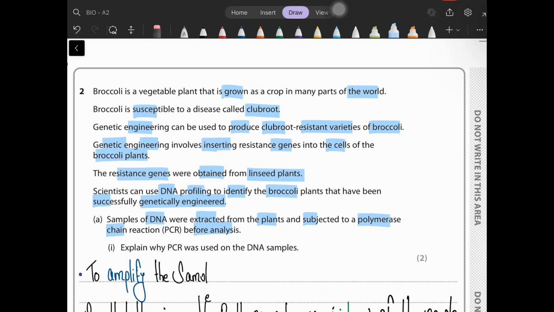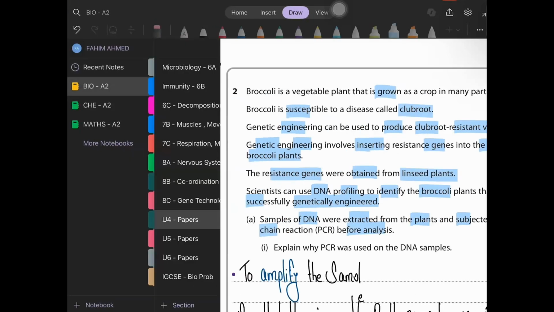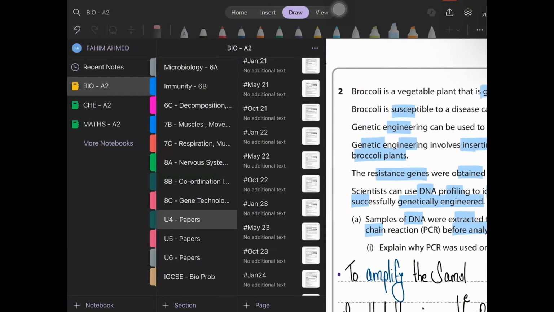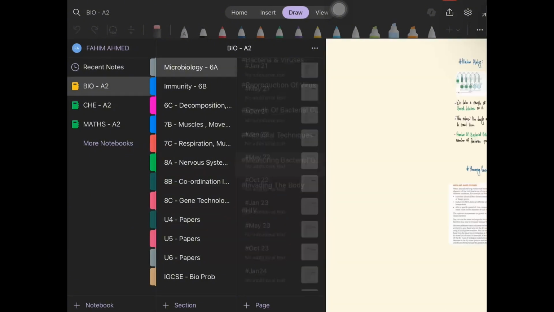So polymerase chain reaction. Give me a moment. Microbiology. Sorry.